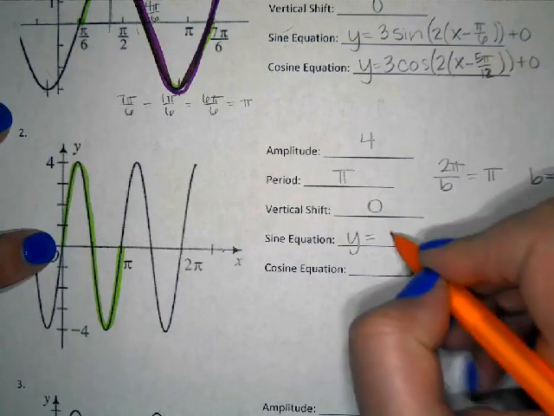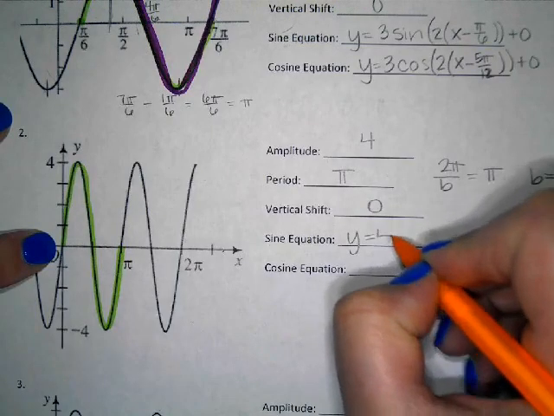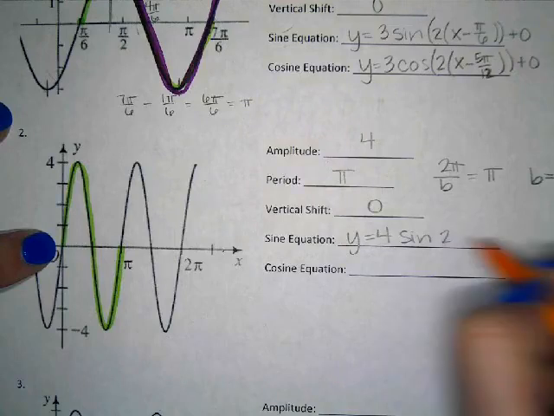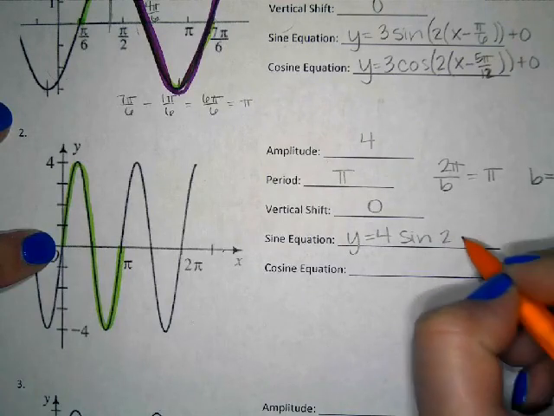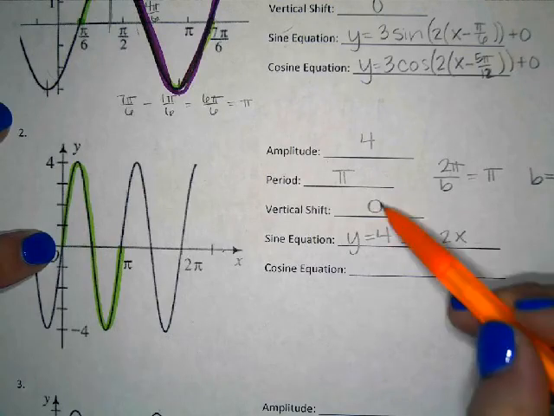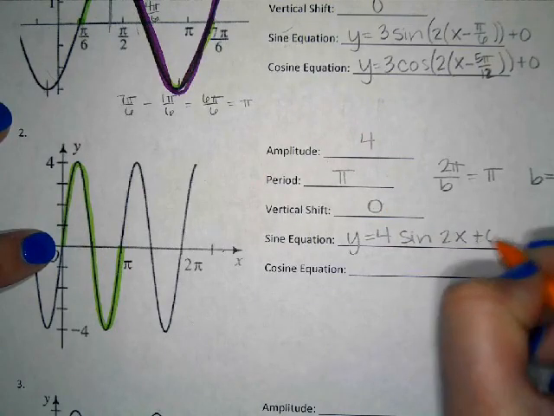So I'm going to write y equals positive 4 sine 2x. And then I don't need anything in parentheses because the graph didn't go right or left. I don't need anything on the end because there's no vertical shift, although I could put a +0 to show that the midline is 0 if I wanted to make it easier to see.